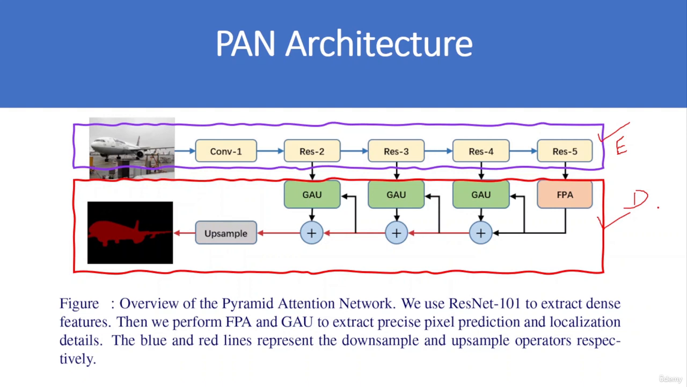In this architecture, blue lines represent the downsampling and red lines represent the upsampling. And finally, you can see the output segmentation map of the input image.